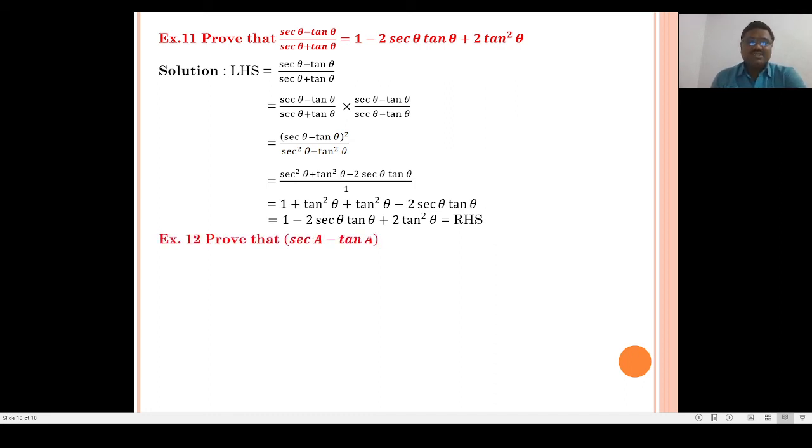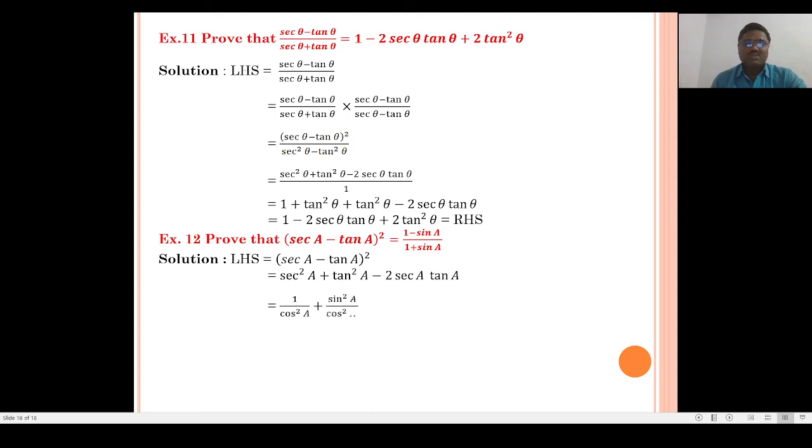Next example: sec a minus tan a bracket square equals 1 minus sin a upon 1 plus sin a. So sec a minus tan a bracket square equals sec square a minus 2 times sec a tan a plus tan square a. So 1 upon cos square a plus sin square a upon cos square a minus 2 times 1 by cos a and sin a upon cos a. So we get 1 plus sin square a minus 2 sin a upon cos square a, and 1 minus sin a upon 1 minus sin square a. So we get 1 minus sin a upon 1 plus sin a, which equals RHS.